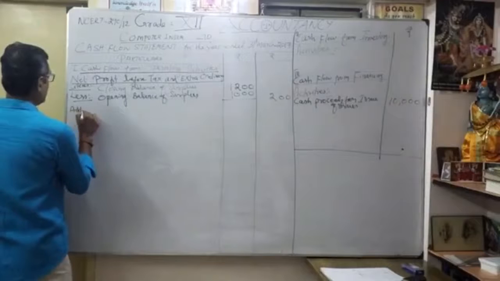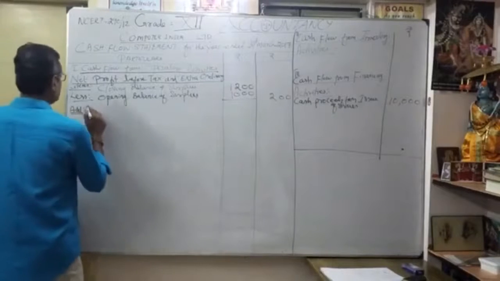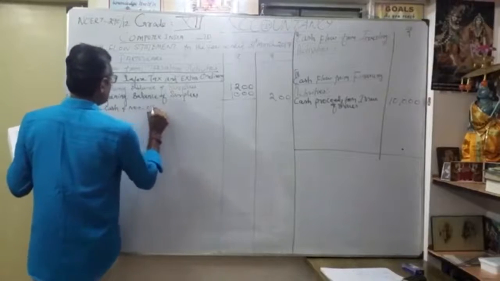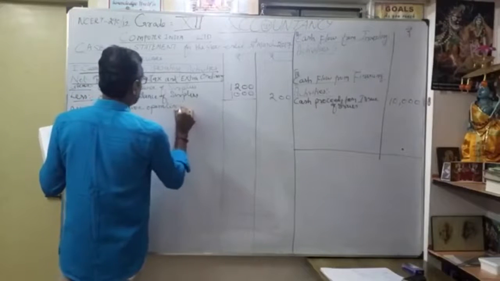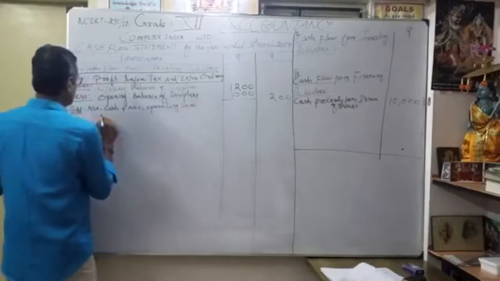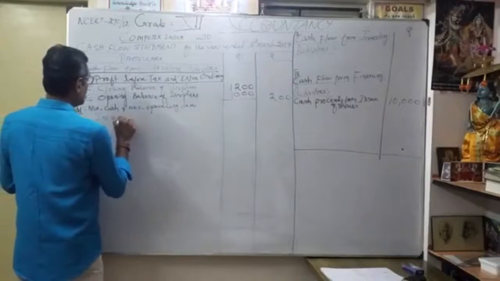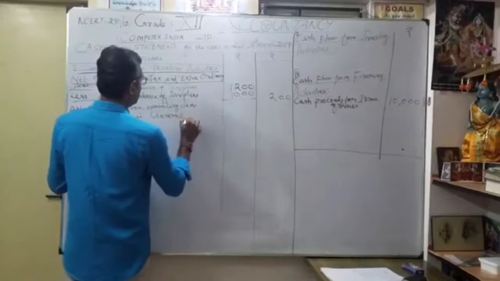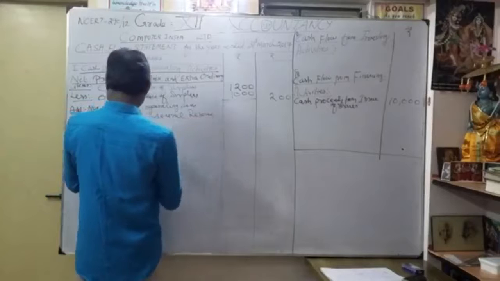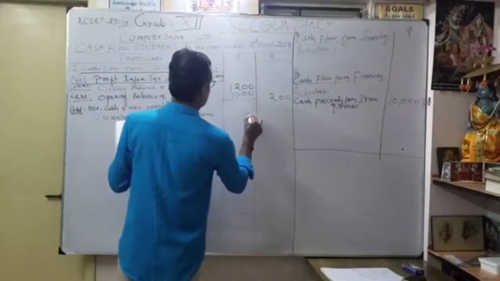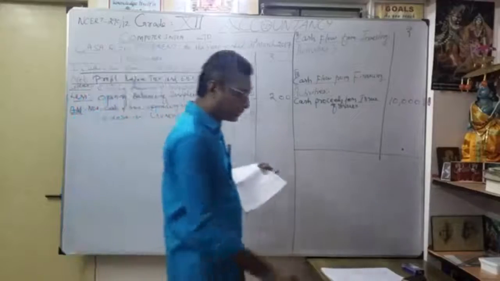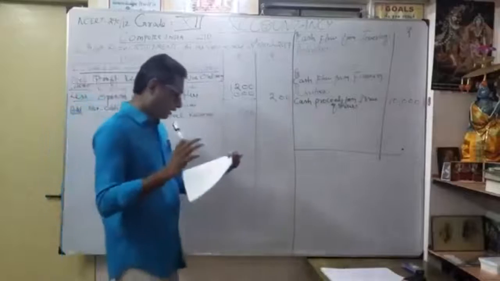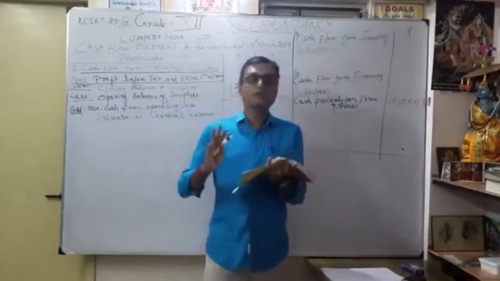What is that? Non-cash and non-operating items. Under that, we are going to add increase in general reserve. How much? 500. How did 2,000 become 2,500? That is why the increase in general reserve is 500. So I think now the reserves and surplus, note number 1, is over.